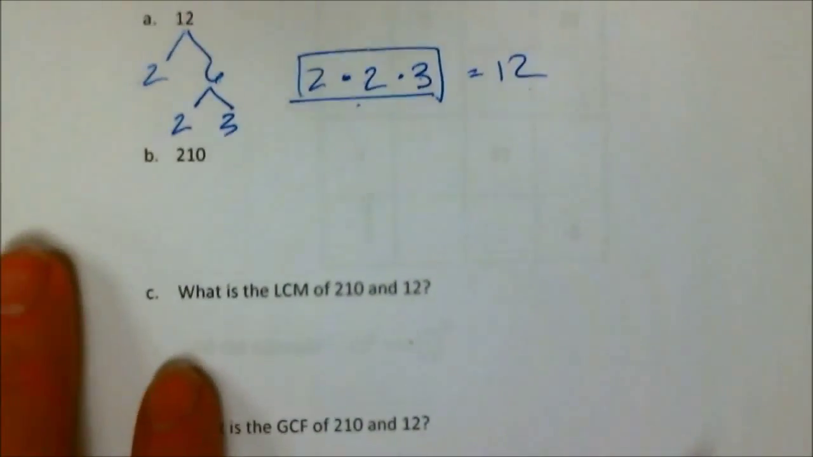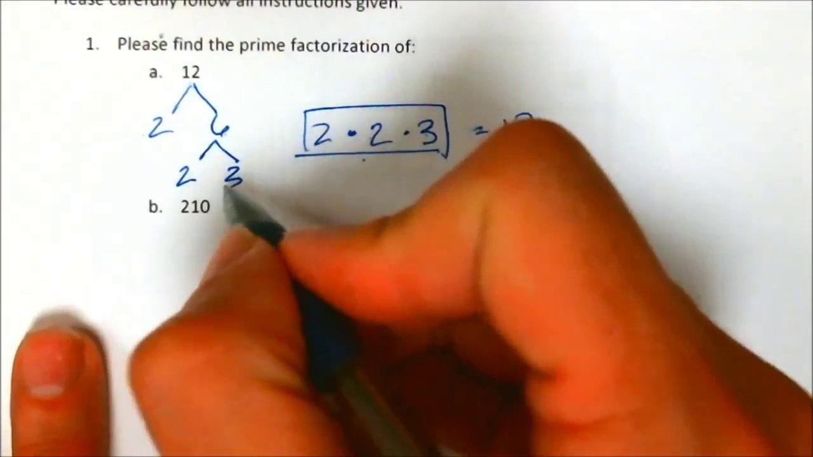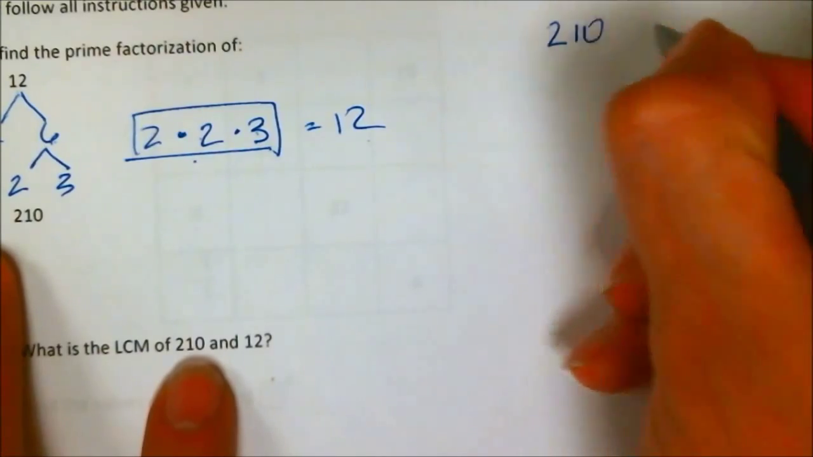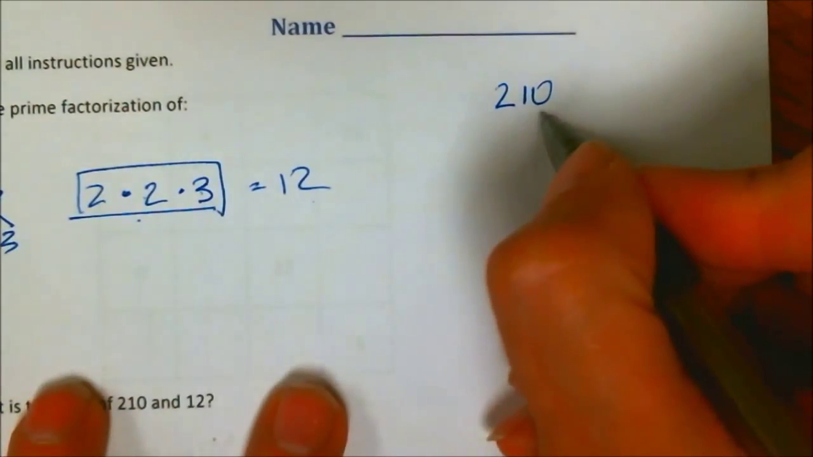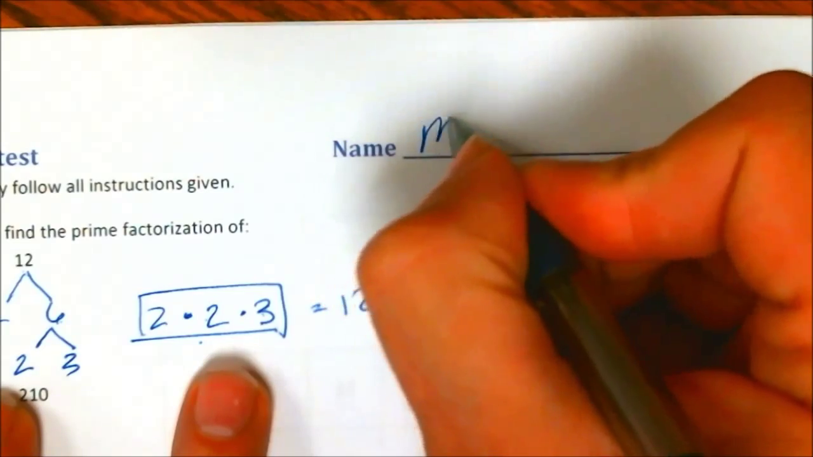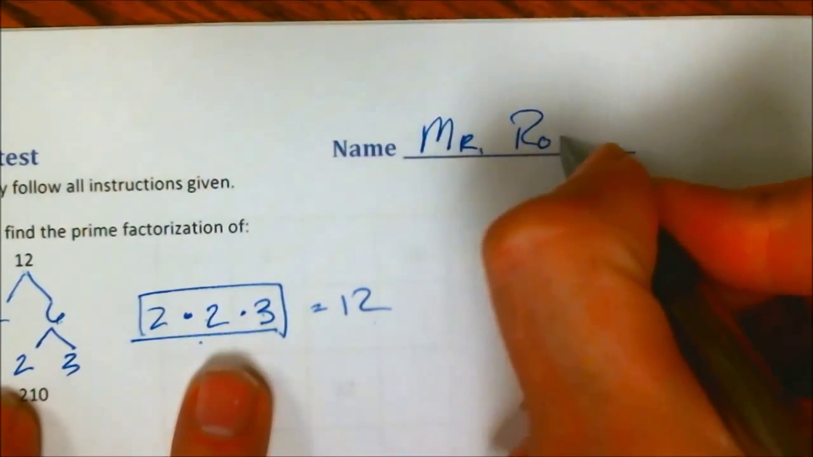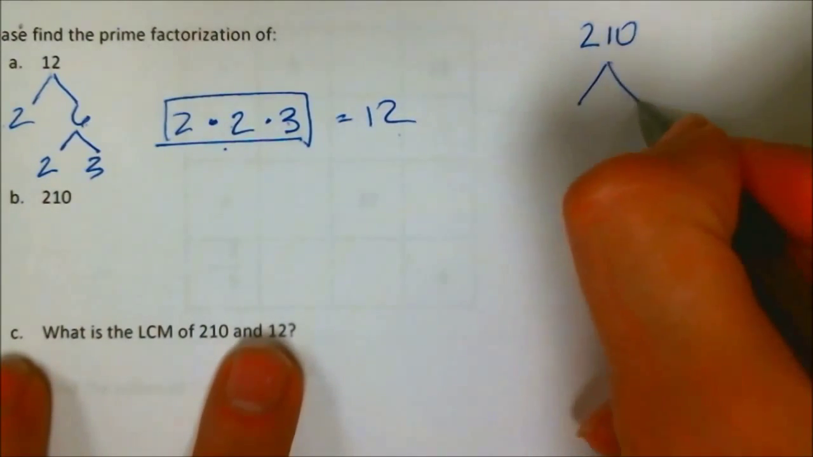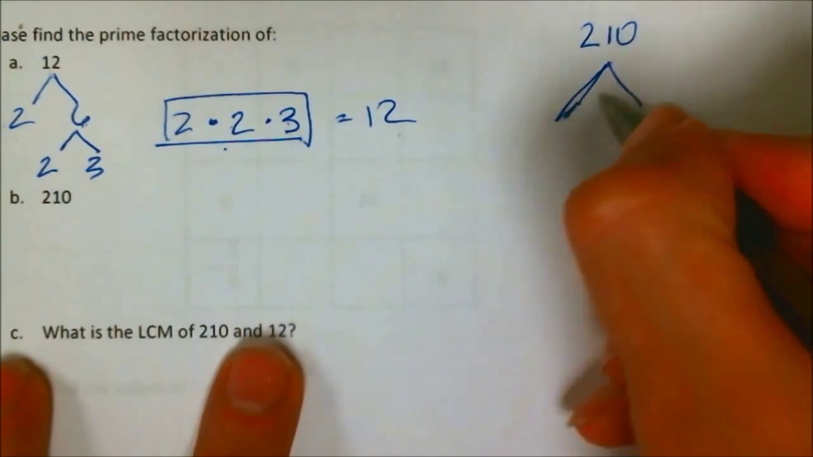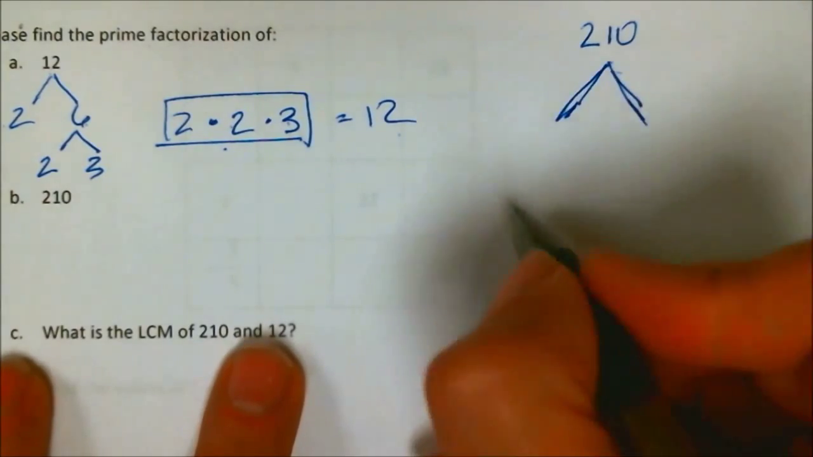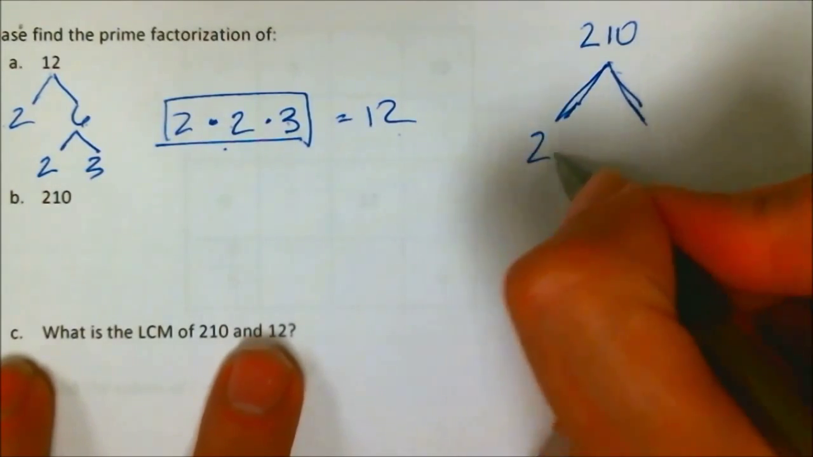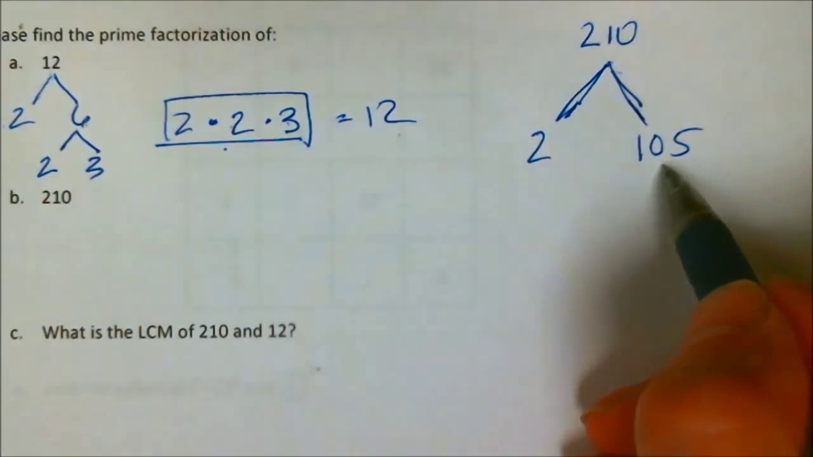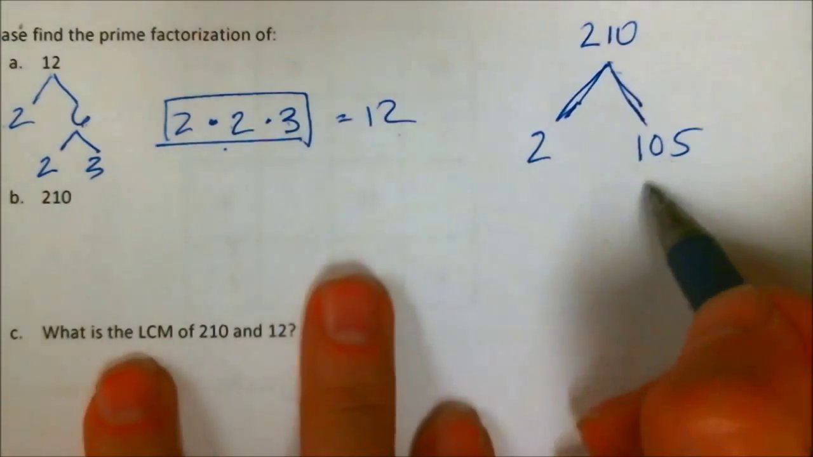Let's try 210. A little more difficult. I'm going to set it out here so that we can really go far with it if we need to. All right. 210. Oh, I better put my name on my paper. Mr. Rob. Okay. Factored gives me, let's see, I always start with 2. 2 and 105.